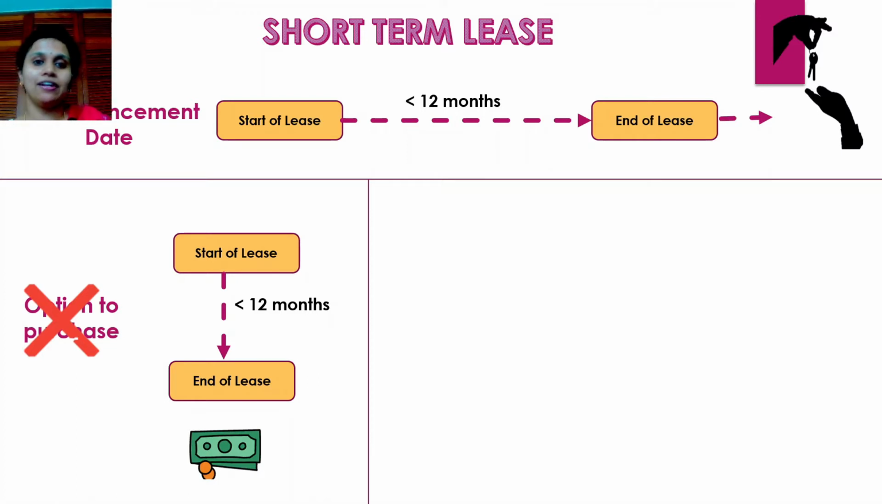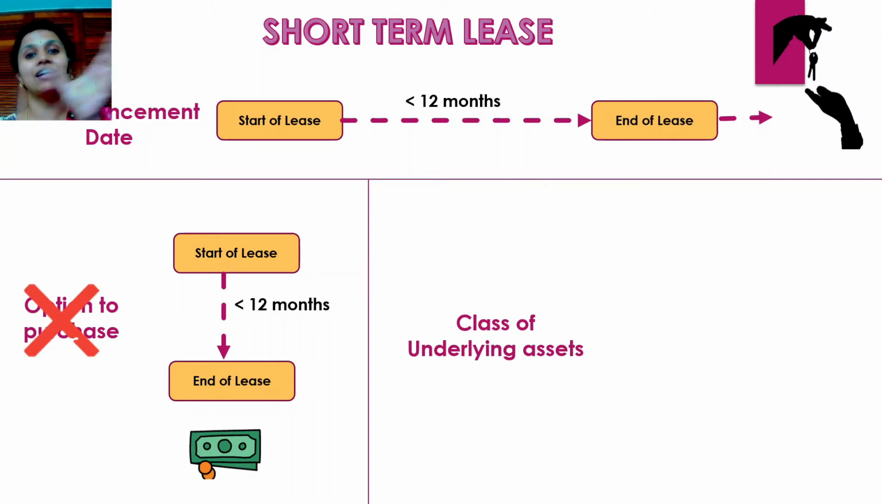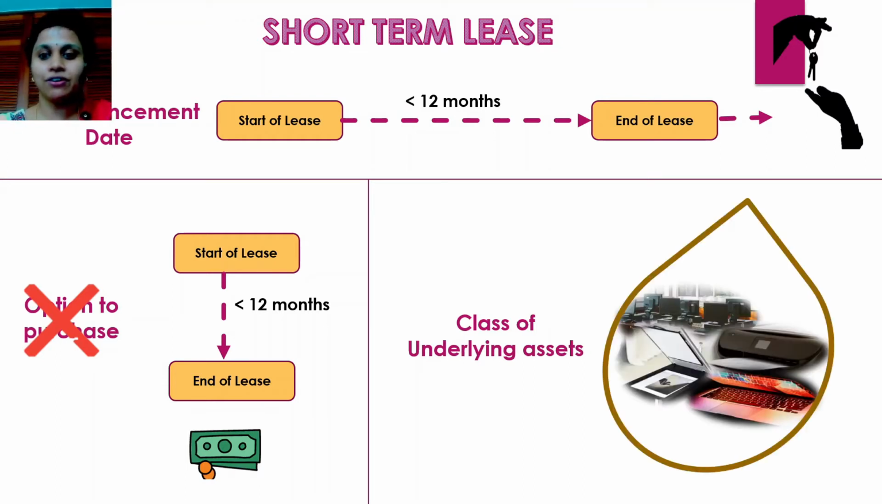The final point relating to short-term lease is that this decision that the lessee makes on whether to apply IFRS 16 or not, it is not taken for a specific asset. It is taken at the level of a class of underlying assets. What do we mean by an asset class? It means all the assets that are similar in nature and use. For example, this class of office equipment, which consists of desktops, printers, scanners, laptops, etc.